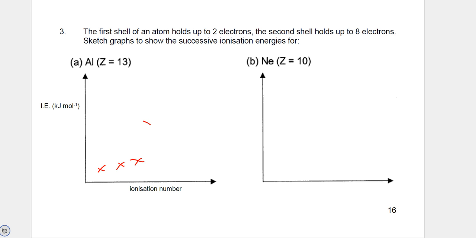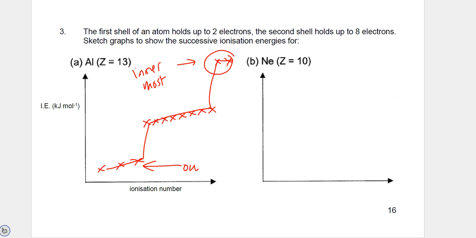You then have a big jump in ionisation energy before you get to the second shell, where you've got 8 electrons, and then finally another big jump when you move to the innermost shell. So the graph would look like this. These are the innermost electrons. These are the outermost.